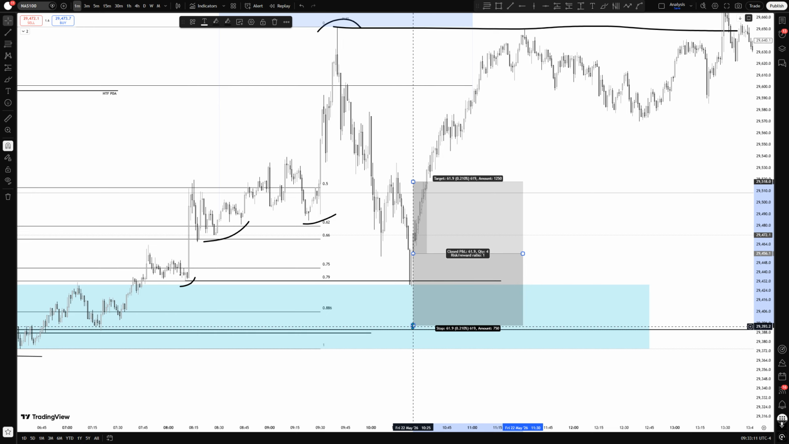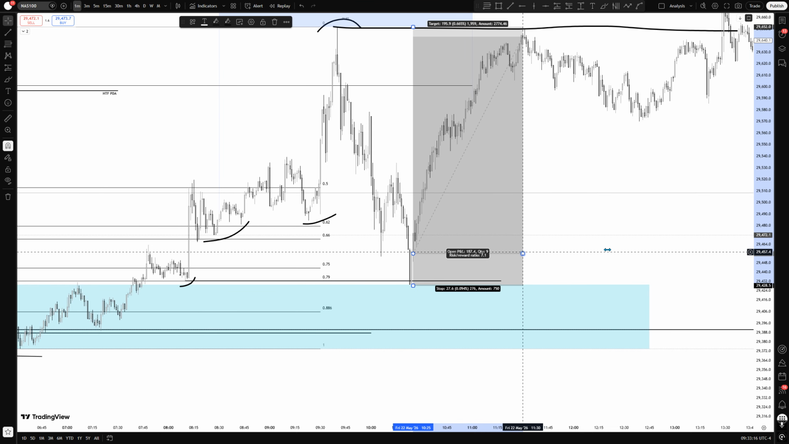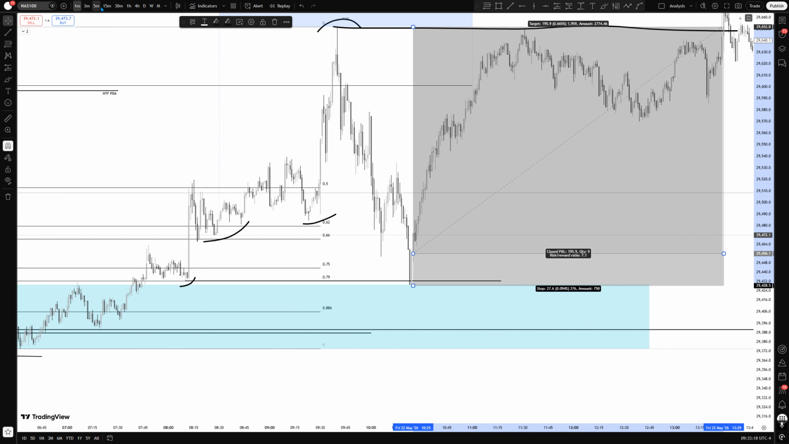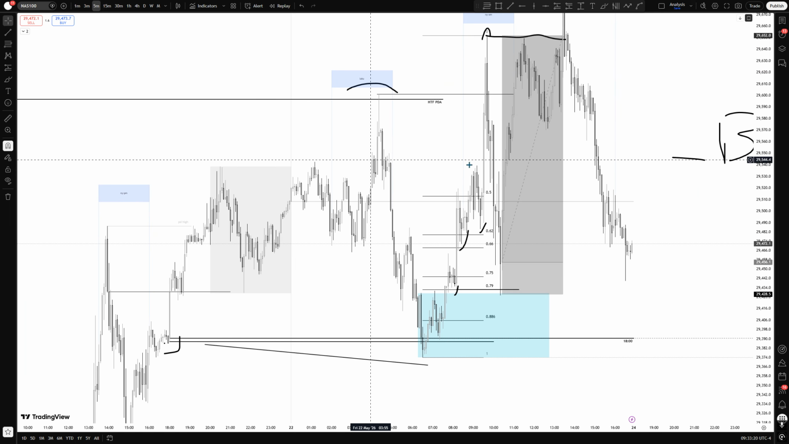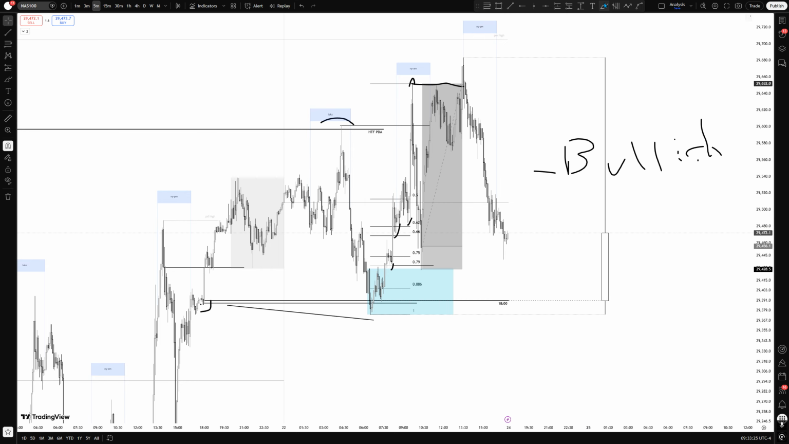You could have gone long from there. Stop goes below this low. TP goes at the fake high of the day. And just with that, you could have caught 195 points. Very simple yet effective if you know the direction for the day, right?